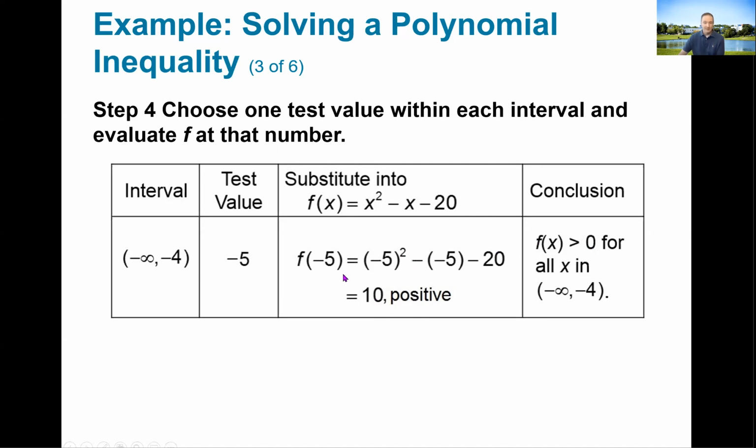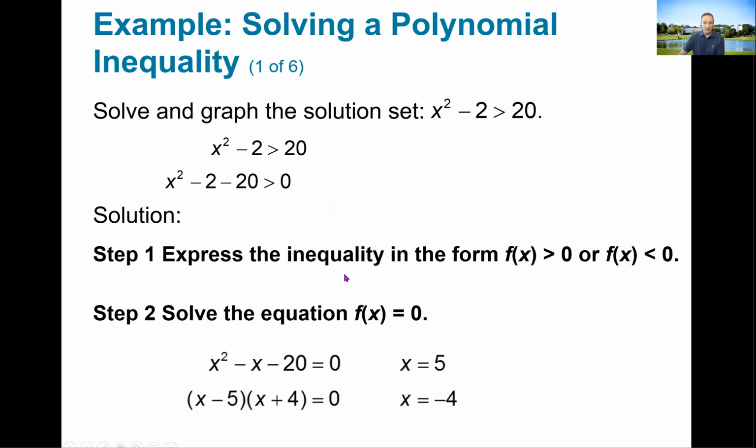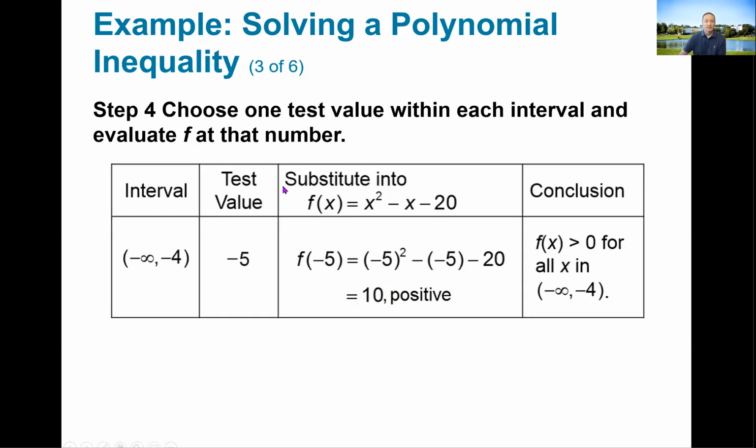Now, does that mean that region is a solution? Let's go back to our original problem real quick. And again, remember, it's supposed to be x squared minus x minus 20 is greater than 0. Any positive number is greater than 0, so I know absolutely this interval between negative infinity and negative 4 is a solution because I needed it to be greater than 0. It is greater than 0.